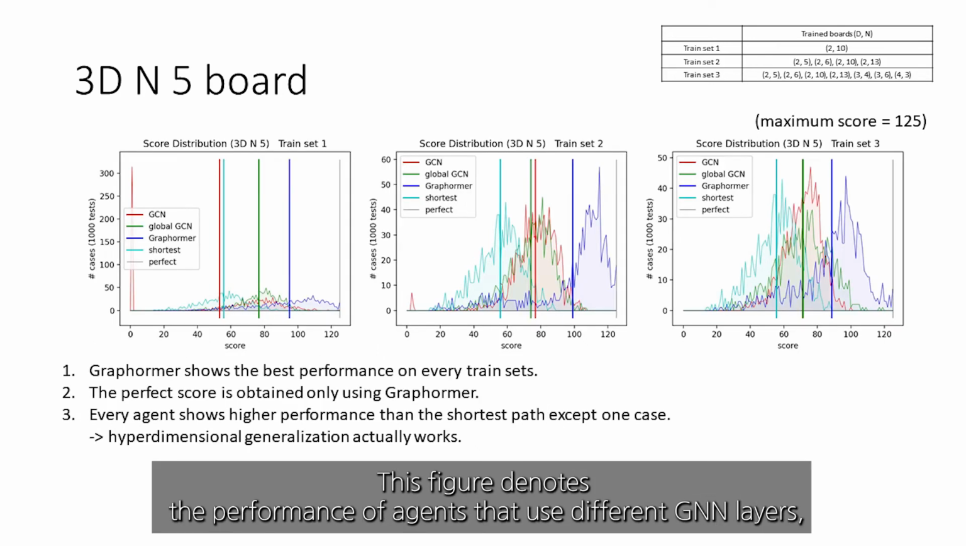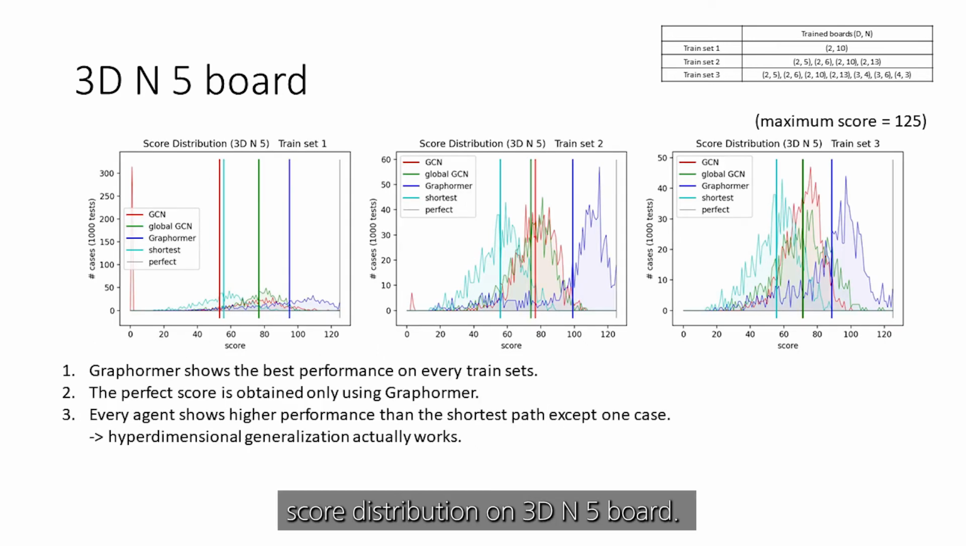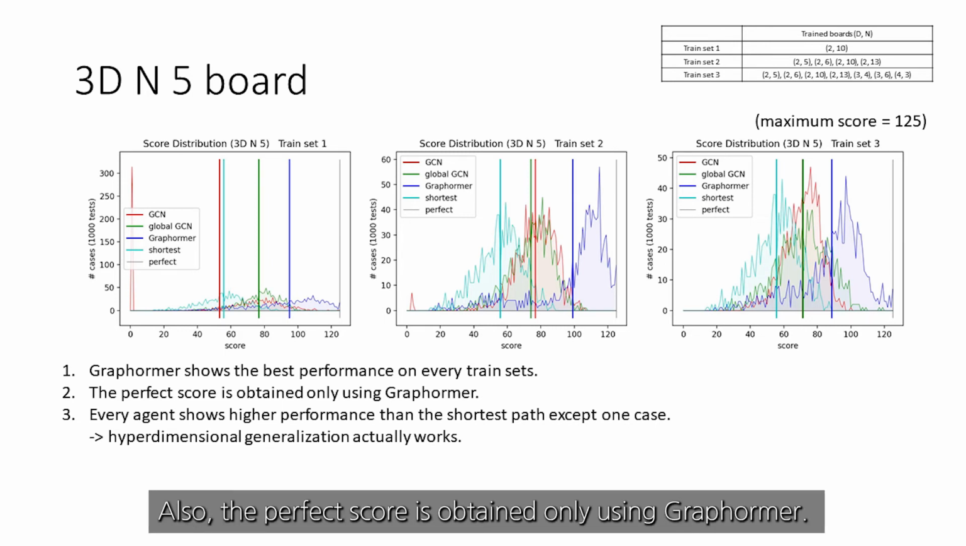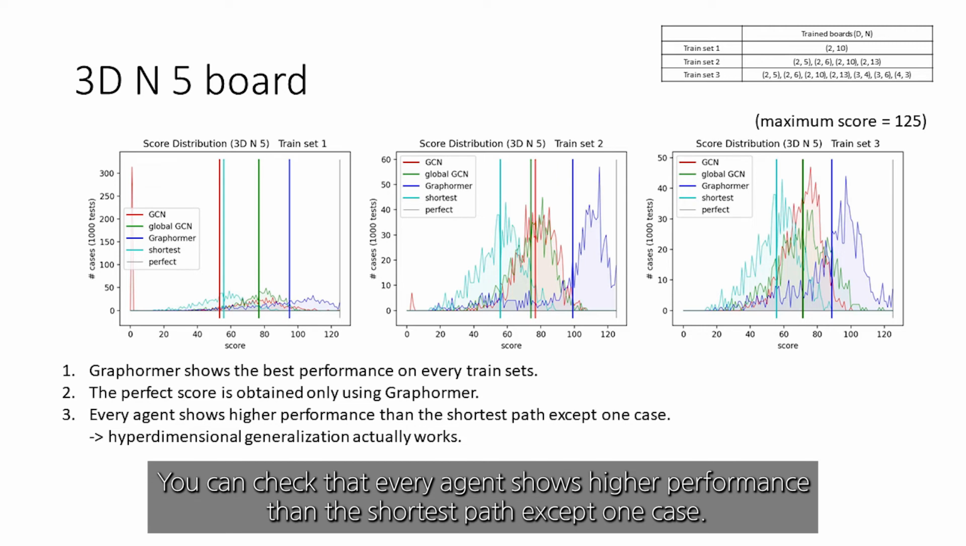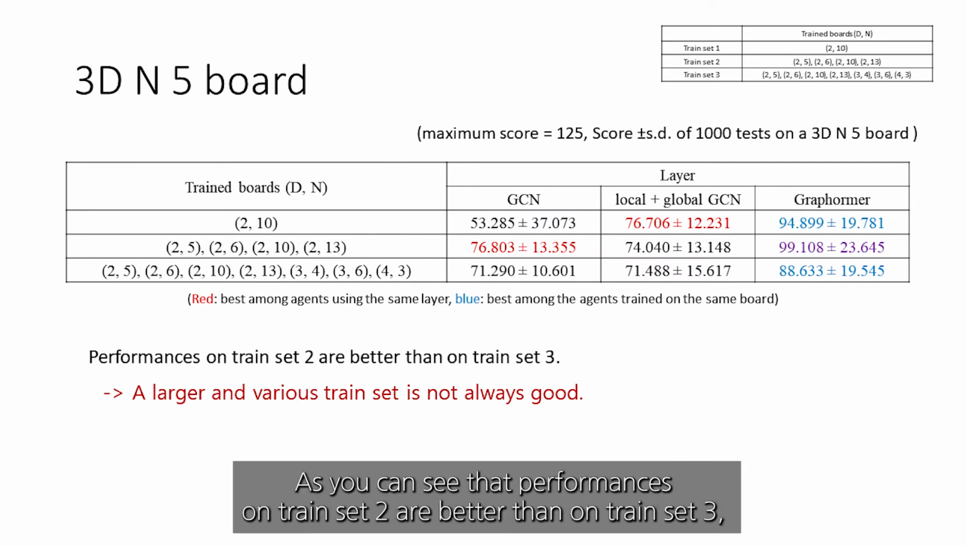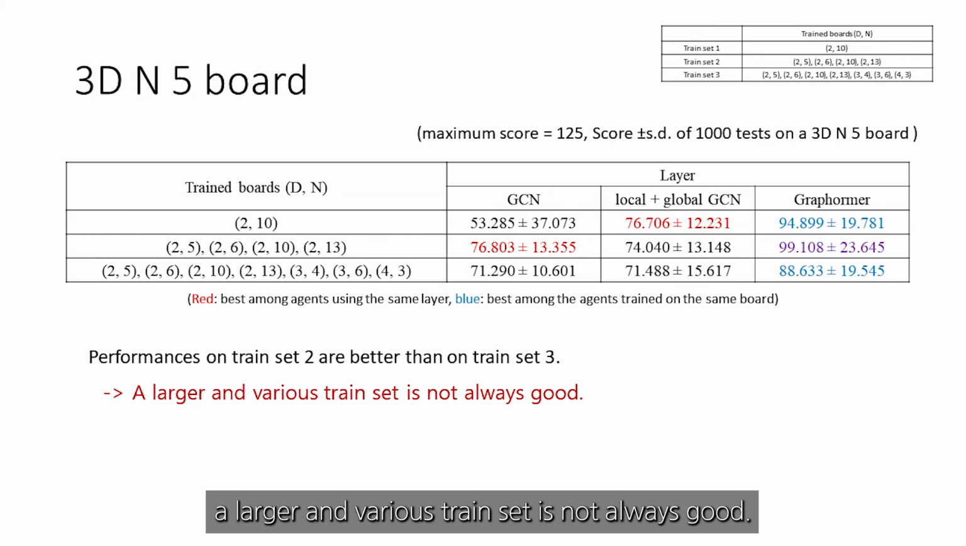This figure denotes the performance of agents that use different GNN layers. Score distribution on the 3D 5 board. GraphFormer showed the best performance on every train set. Also, the perfect score is obtained only using GraphFormer. You can check that every agent shows higher performance than the shortest path except one case, so hyperdimensional generalization actually works. This table lists numeric scores. As you can see, performance on train set 2 is better than on train set 3. A larger and more various train set is not always good.